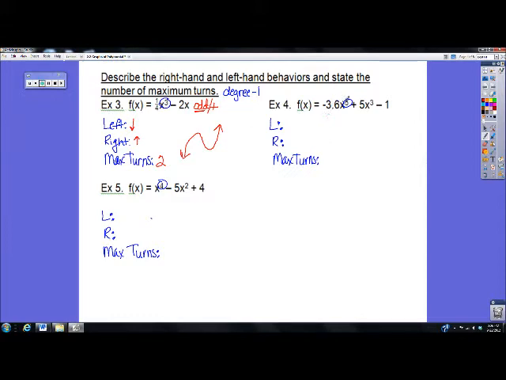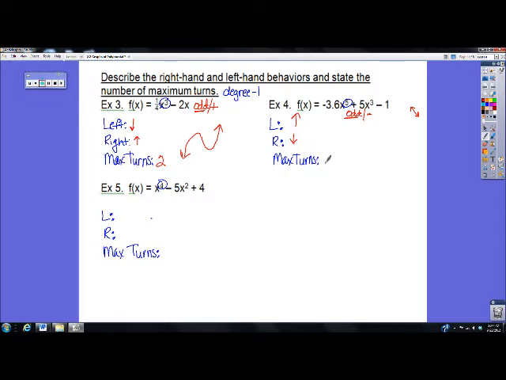Alrighty, number 4. Odd or even, it's a 5th degree. That is an odd degree. Okay, look at this leading coefficient. Is that a positive or negative number? It is negative 3.6, so it's negative. This is an odd negative. Odd, going in different directions. One side is up, one side is down. Okay, think about a line with a negative slope. Negative slope. So the left side is up, right side is down.